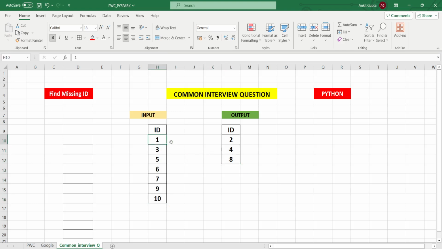So if you see here, we have one, but we don't have two, right? We have three, but we don't have four. Similarly, we have five, six, seven, but we don't have eight, right? And we have nine and 10. So we need to find this.